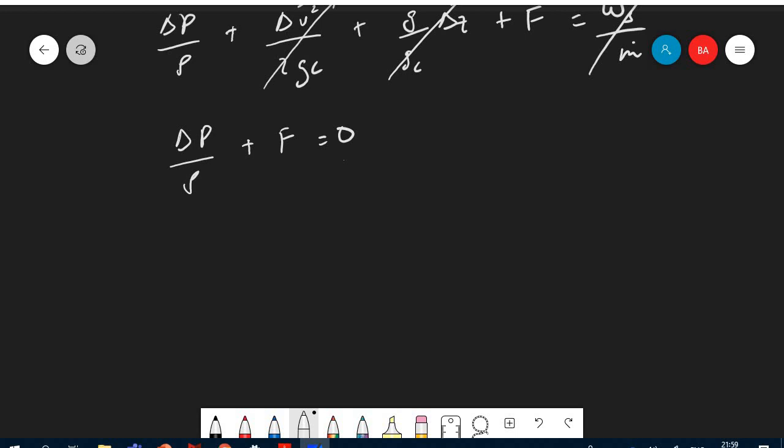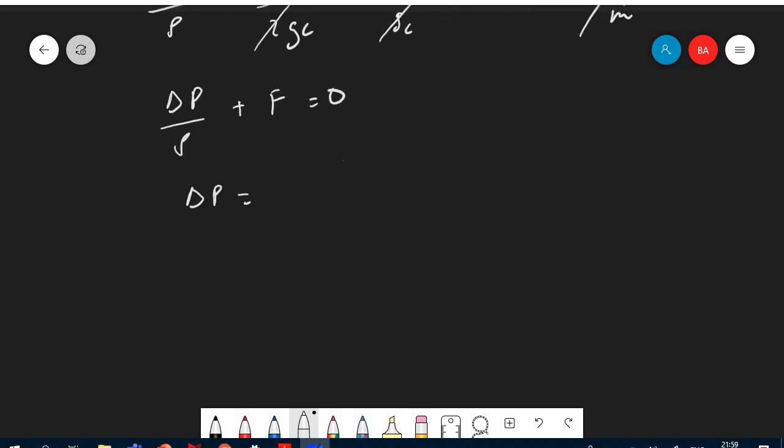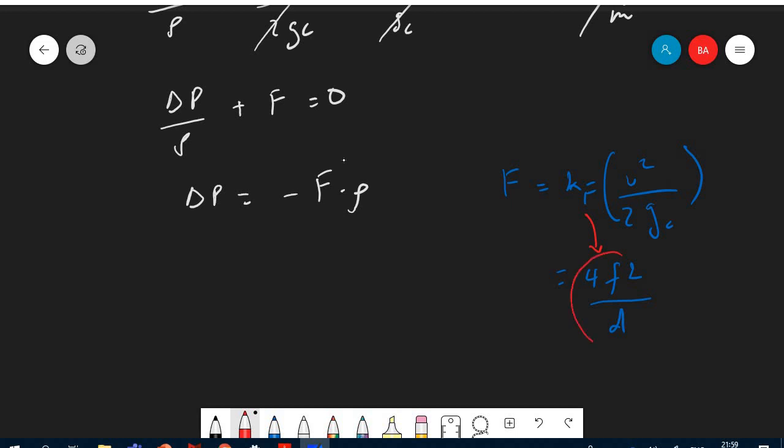So what do we have? We have delta P is equal to minus F multiplied by rho. And what is F? If you can recall, F is equal to KF multiplied by U square over 2GC, right? And KF is 4FL over D. So that is KF, and then the rest, which is U square over 2GC. Okay, so that is my equation here.